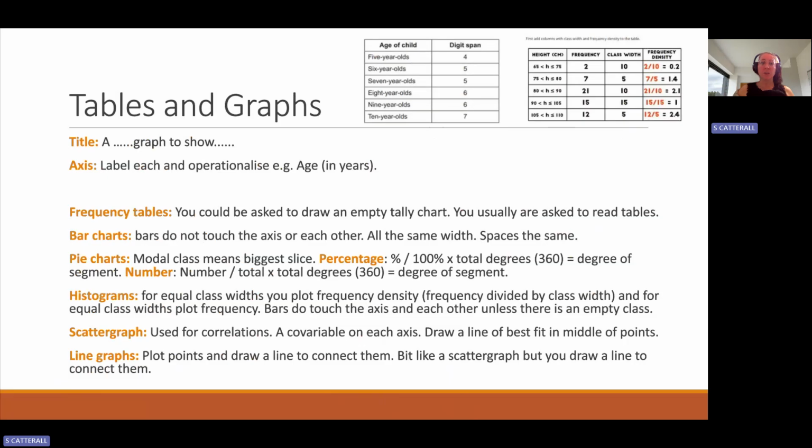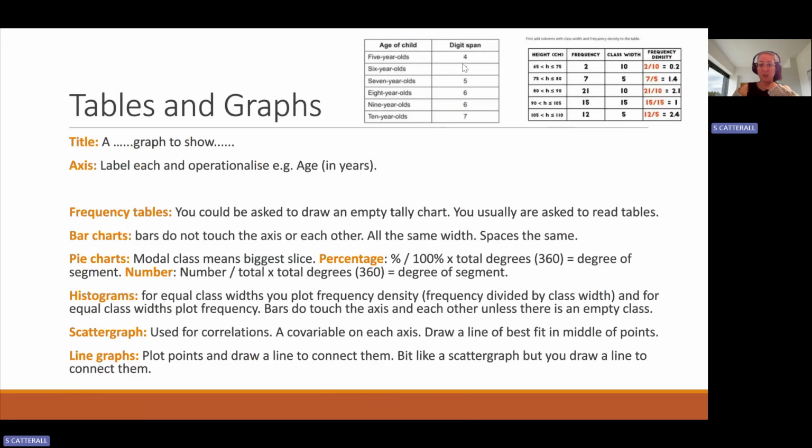And then you might be asked to do a table or a graph. Sometimes they've asked you to do a tally chart, like this one here, like an empty one. So how would you do it as a tally chart? So sometimes you might be asked to do that. This one is called a frequency table if it's a tally. So you could be asked to draw an empty tally chart. You are usually asked to read tables as well.